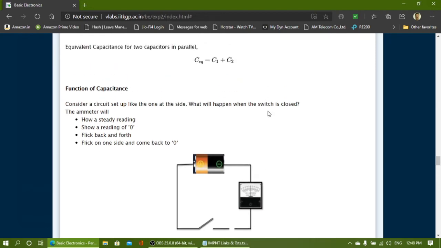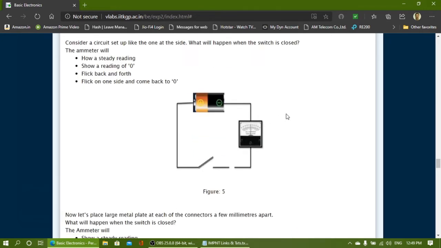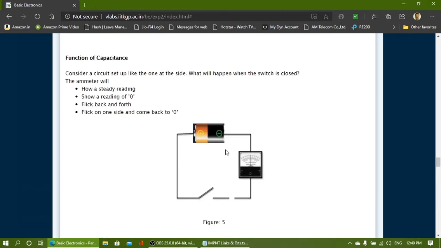Now we will understand how the capacitance functions when we use a battery and a galvanometer connected in series with a capacitor. First, take this case where a battery and a galvanometer have been used in series, along with a switch and a cut in the path. Consider a circuit set up like this. What will happen when the switch is closed? You have to decide from these four situations which is the right one for this case.